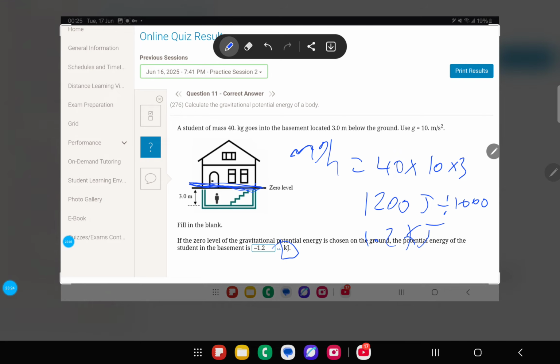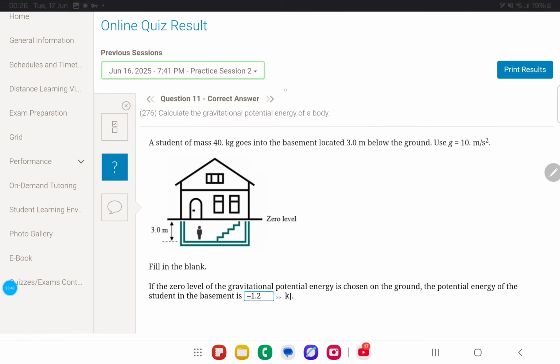Since it's 1.2 kilojoules, we don't just put 1.2. They said below 0 level, so logically it's negative, because anything below 0 is negative. So it would be negative 1.2. Anything below 0 level is negative. So that's the answer: negative 1.2 kilojoules.